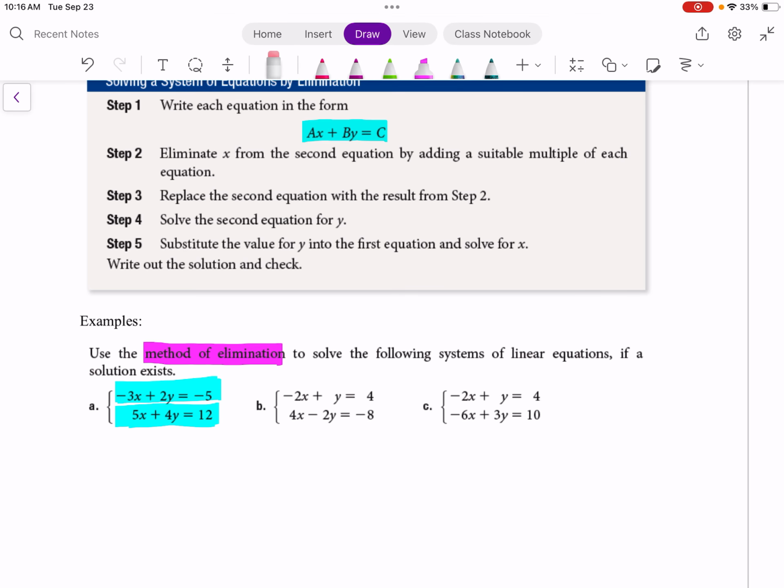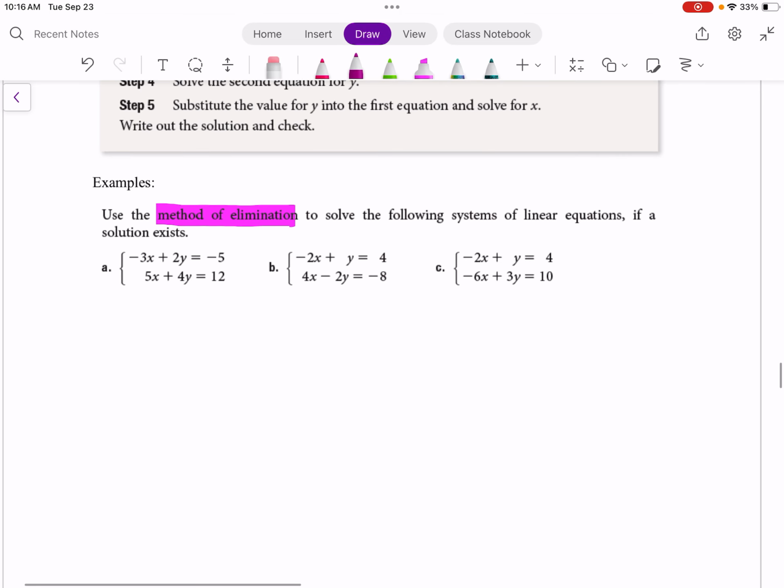Now we have two equations, so let me write down these two equations. We have negative 3x plus 2y equals negative 5. Let me call this equation 1, and we have 5x plus 4y equals 12. So this is equation 2.